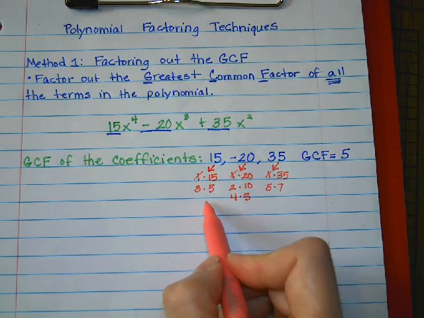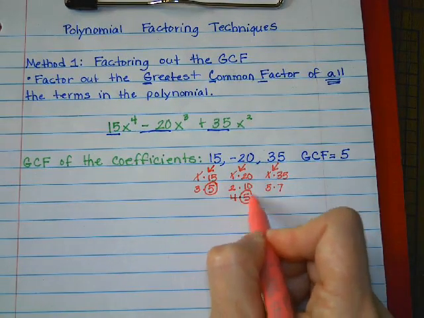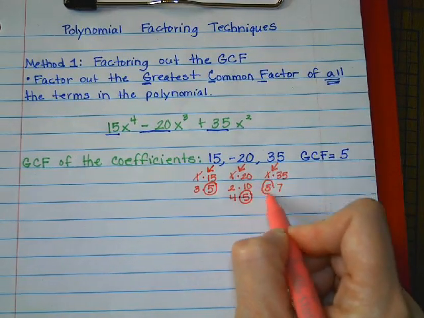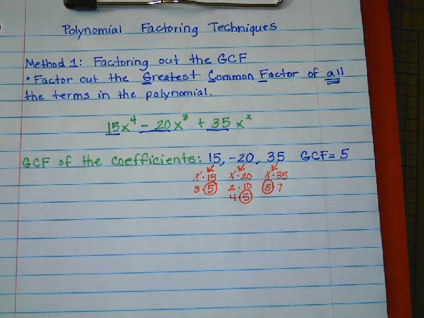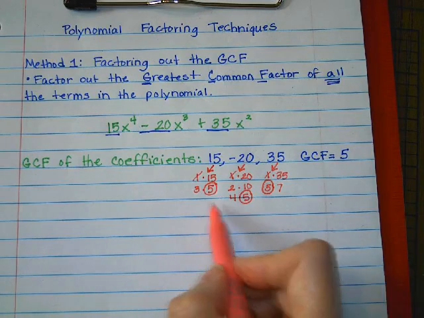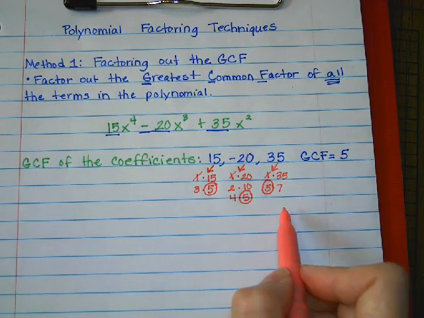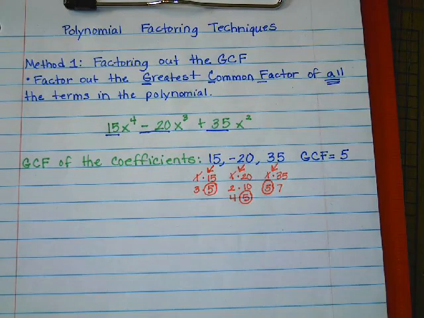Then we look at 5, and we notice that 15 has a factor of 5, 20 has a factor of 5, and 35 also has a factor of 5. There are no more factors in 15 to compare, which means if there's no more factors for 15 to check, then there cannot be any other greatest common factors, because all 3 would have to share the factor.